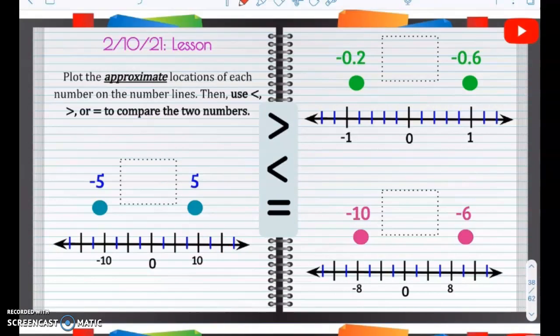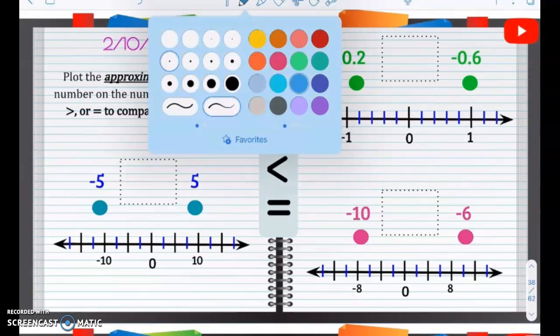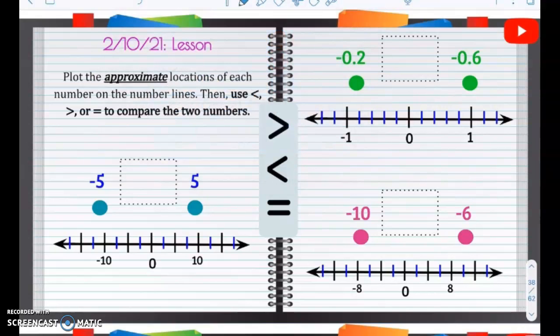So we have 5, we'll do this one. So we have 5 and -5. I'm going to place that 5 on our number line. So in between 0 and 10, the direct middle is going to be 5. And then in the direct middle of 0 and -10 is going to be -5. So I'm going to place those points. So you're going to take this and you're going to put them correctly on the line.